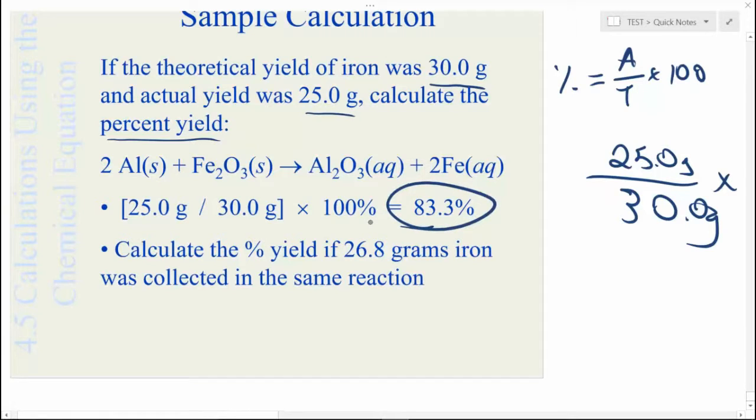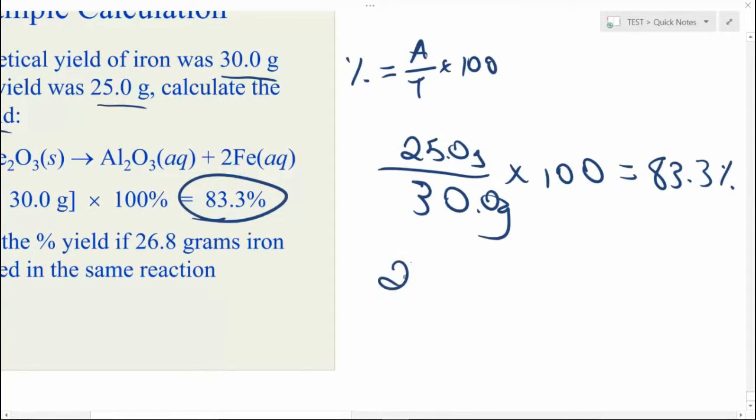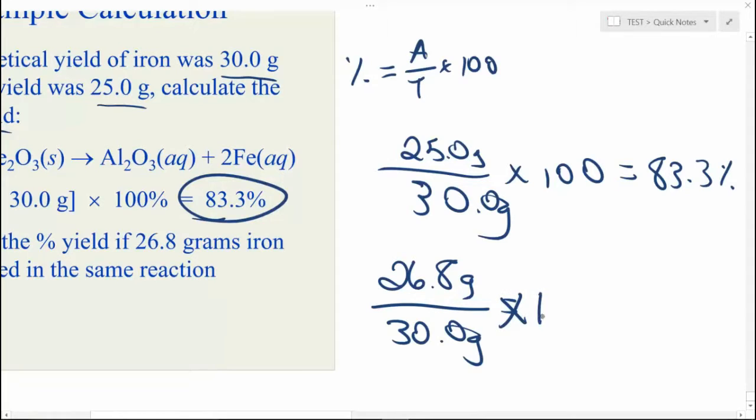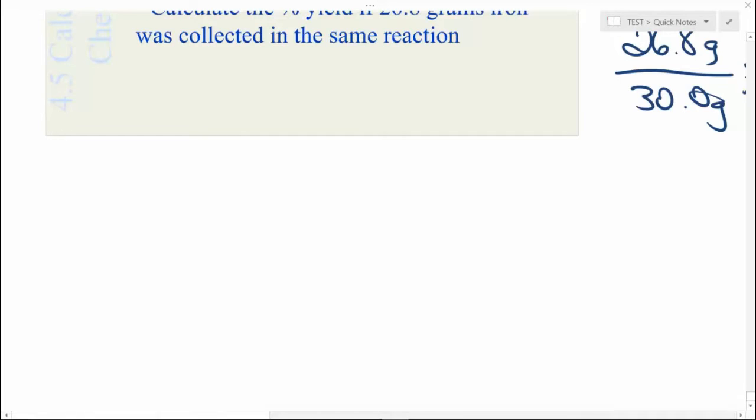Okay, 83.3%. Calculate the percent yield if 26.8 grams of iron was collected in the same reaction. So we just simply say 26.8 grams divided by 30.0 grams. The theoretical doesn't change, it's just the actual that changed. So we're going to say 26.8 divided by 30.0 times 100. Now we have an 89.3% yield. Our yield had increased. Okay? All right. So let me do a few more examples here.